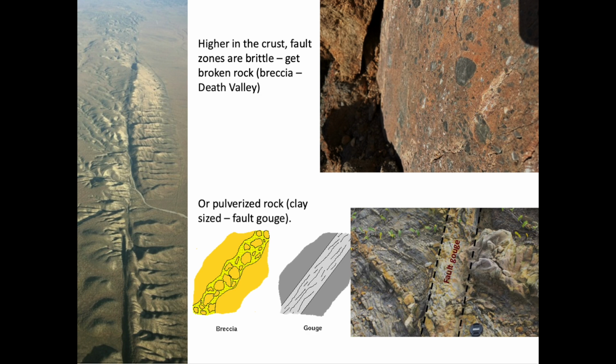The other thing you can get is pulverized rock, or clay-sized particles, and that's called a fault gouge. In this picture down below, I'm not sure where this is from, you can see a zone of fault gouge on sort of in between. You can see this zone of fault gouge where repeated motion along this fault has completely pulverized the host rock and turned it into clay and silt, very small-sized particles.